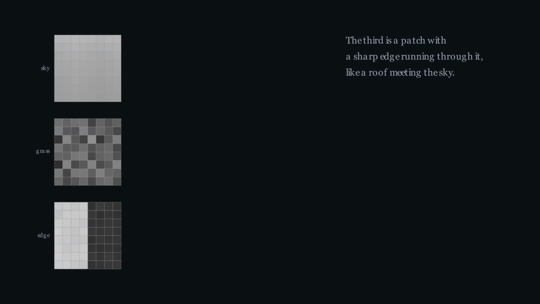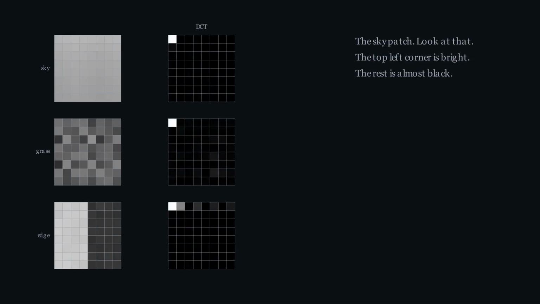Look at 3 real patches from a real photo. The first one is a piece of sky, smooth, slowly changing. The second is a patch of grass, texture all over. The third is a patch with a sharp edge running through it, like the line where a roof meets the sky. Let's compute the DCT of each. I'll show the 64 coefficients as a little 8x8 grid, where bright cells are big coefficients and dark cells are near 0. The sky patch.